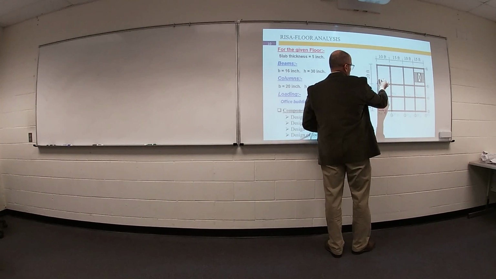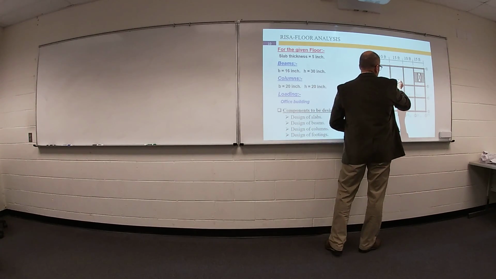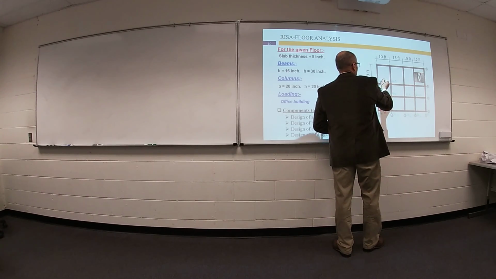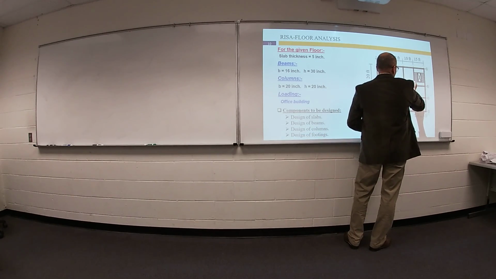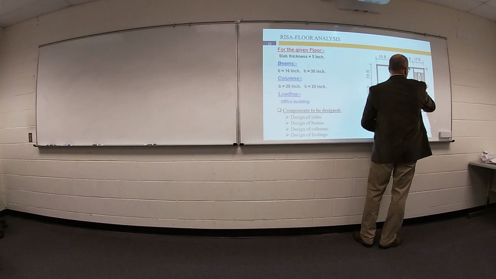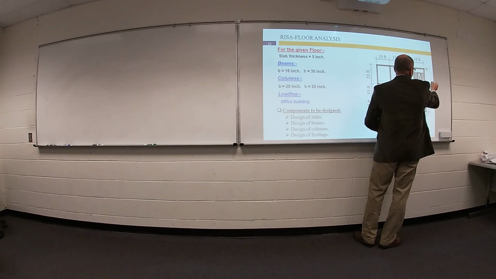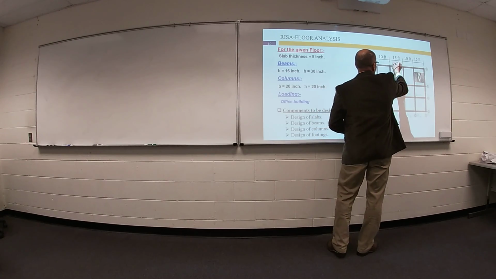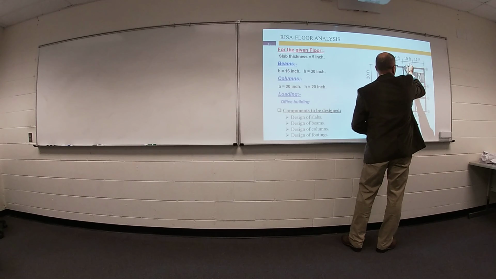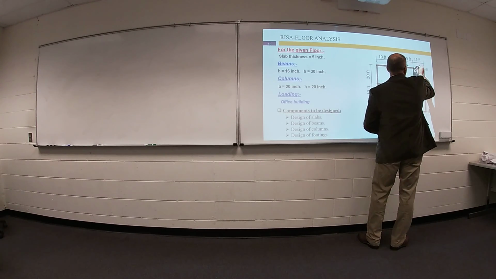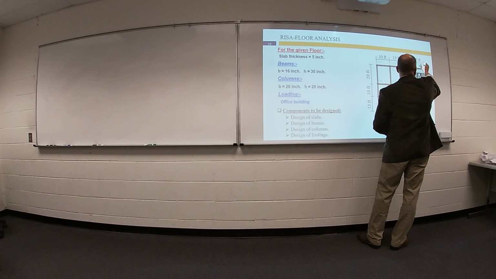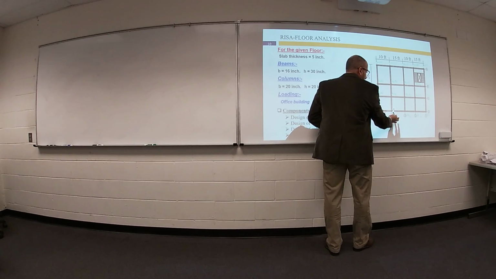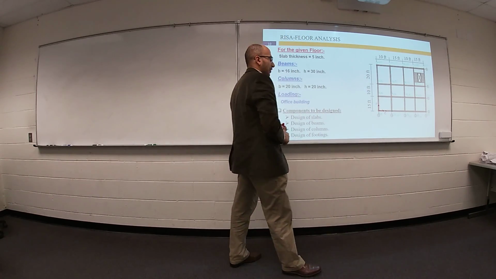Then 0, 25, I'm sorry. 10, 25; 25, 25; 35, 25; 50, 25. This one, 0, 45; 10, 45; 25, 45; 35, 45; 50, 45. We need to go in the Z direction first, and then what is the coordinate for the X direction?